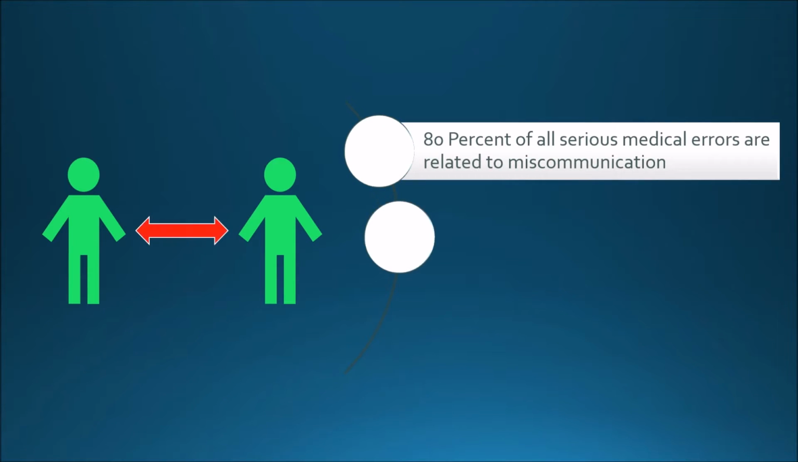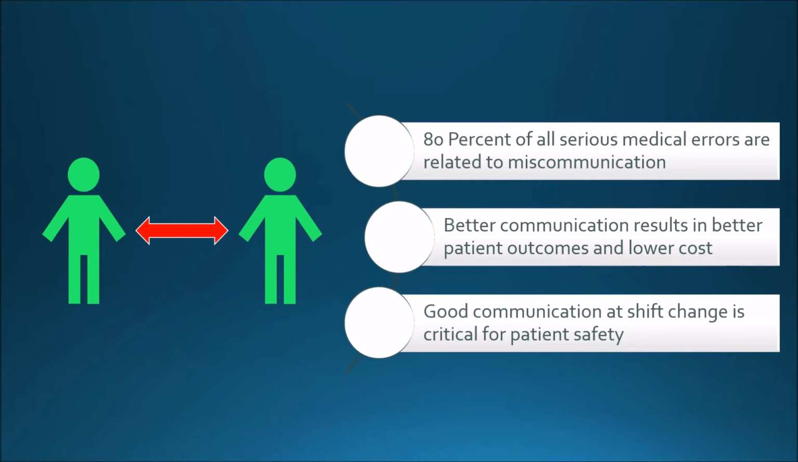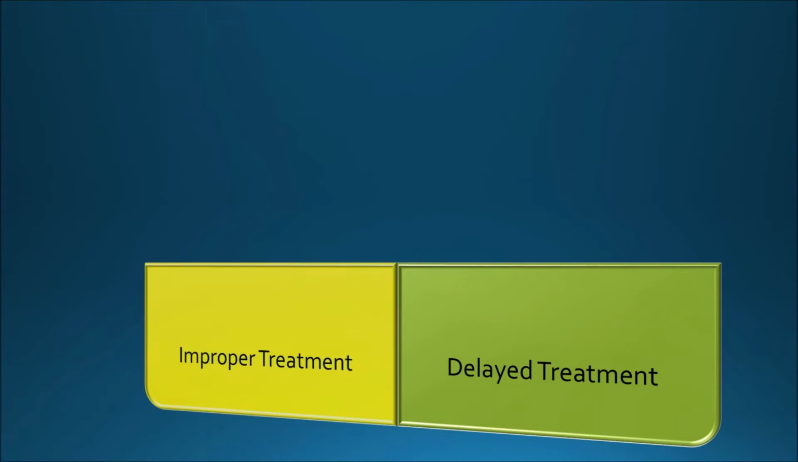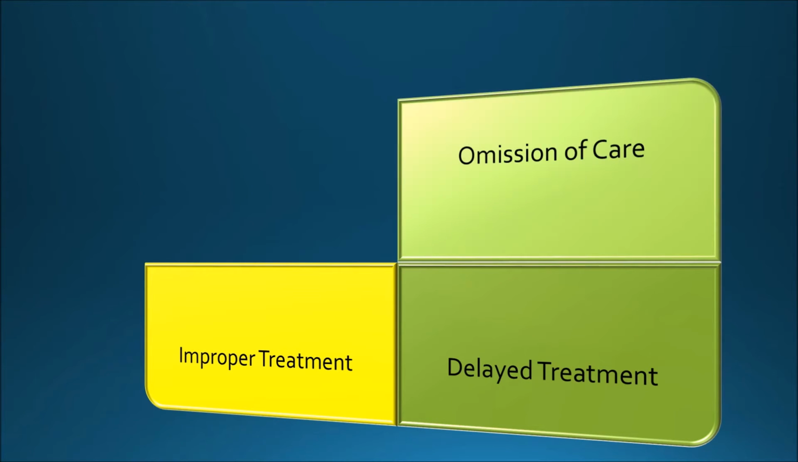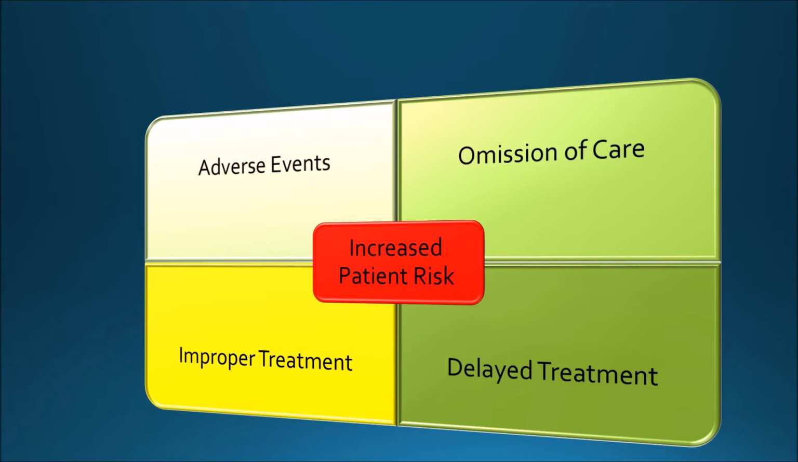Miscommunication between caregivers is a critical issue, involved in an estimated 80% of all serious medical errors. Effective and clear communication between caregivers during the patient handoff process is key to preventing those errors and improving patient safety. Failure to provide clear and consistent communication during the patient handoff can lead to delays in patient treatment, improper treatment, omission of care, and adverse events, all of which increase patient risk and cost of care.